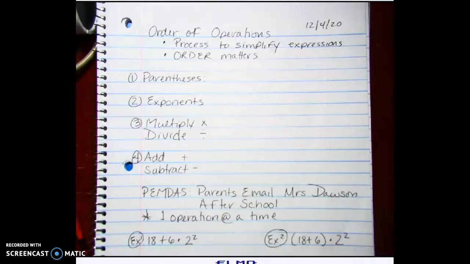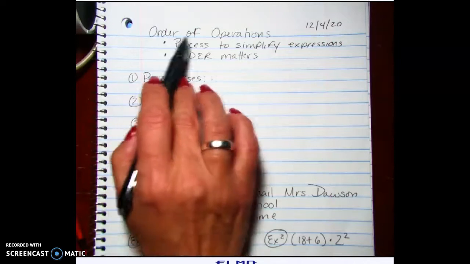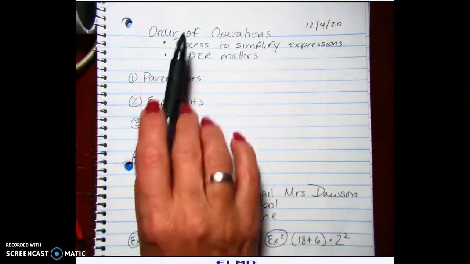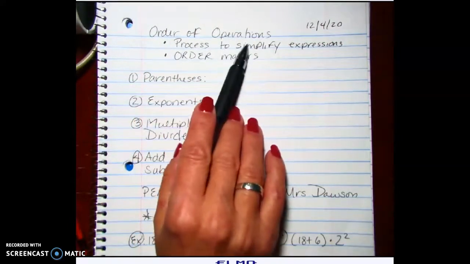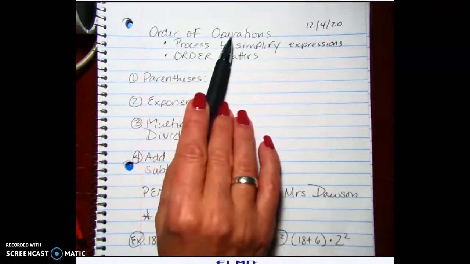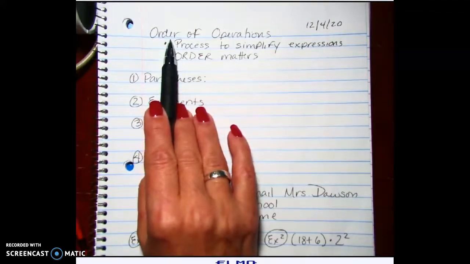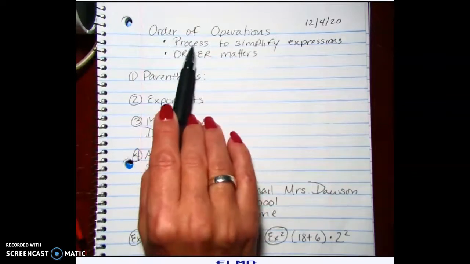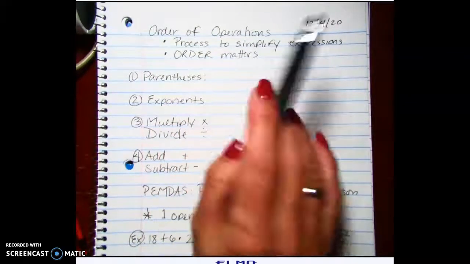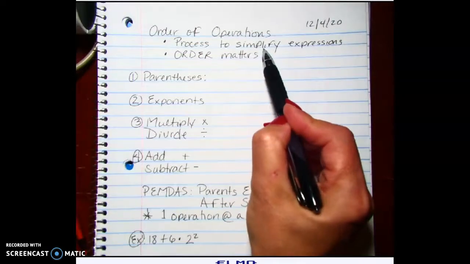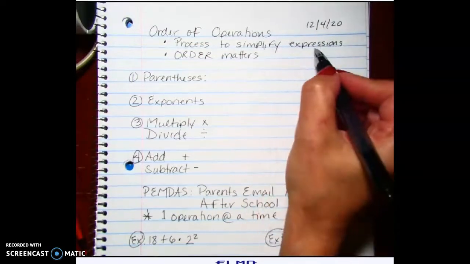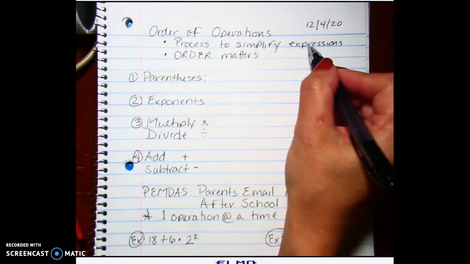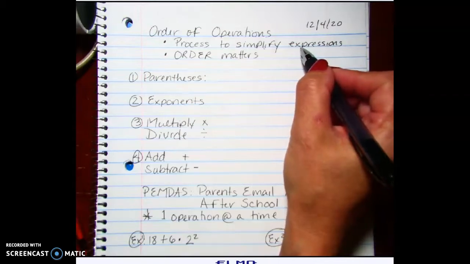Today's lesson is on one of my favorite lessons of all time, in my favorite standard, algebra, and it is called the order of operations. The order of operations is just as it sounds. You have to do operations in a certain order to get a correct answer. So basically, it's a process to simplify expressions. Remember, simplify means solve. Expressions is a fancy mathematical term for a number sentence without an equal sign.